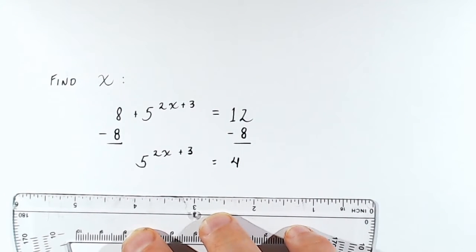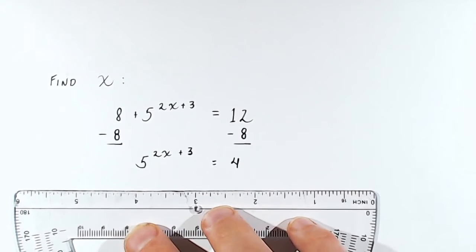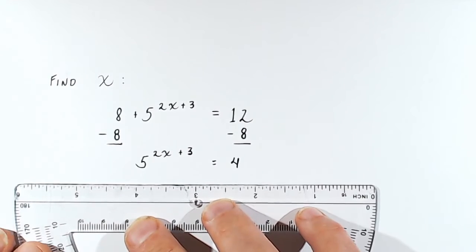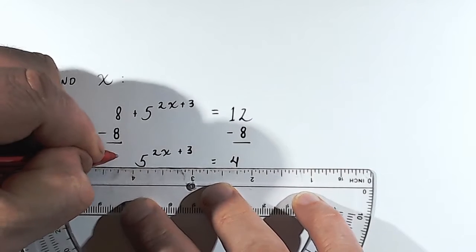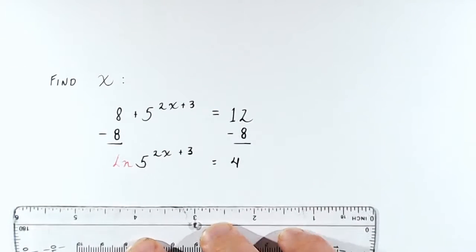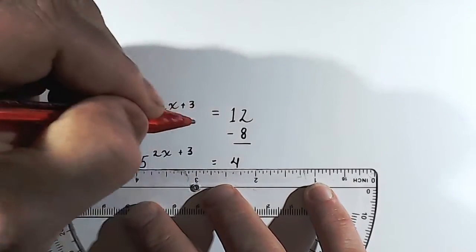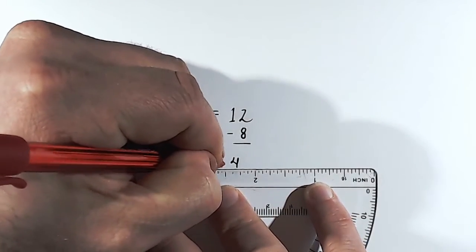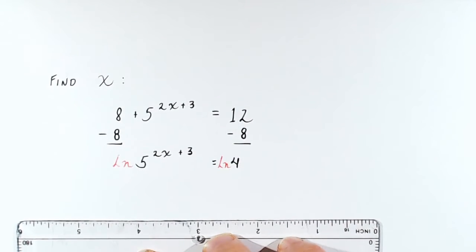Now, in order to move forward, we have to do something called taking the natural logarithm, and that's abbreviated by the term ln. So I'm going to use a different colored pen to write that this first time. We have to take the natural logarithm, ln, of 5 raised to the power of 2x plus 3, and we have to take the natural log of 4. Right now, we're just going to leave it like that.